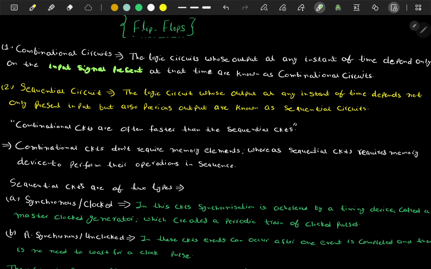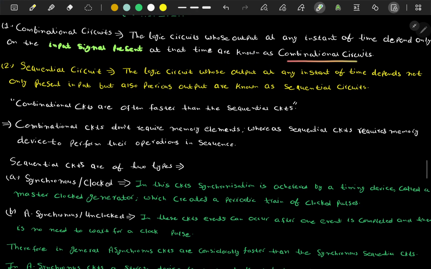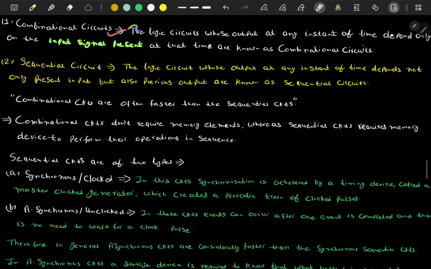Flip-flops. So what are flip-flops? They are combinational circuits. The logic circuits whose output at any instant of time depends only on the input signal present at that time are known as combinational circuits. There are two types of circuit: combinational circuit and sequential circuit. So if the output depends on the input signal present at the time, then it is a combinational circuit.